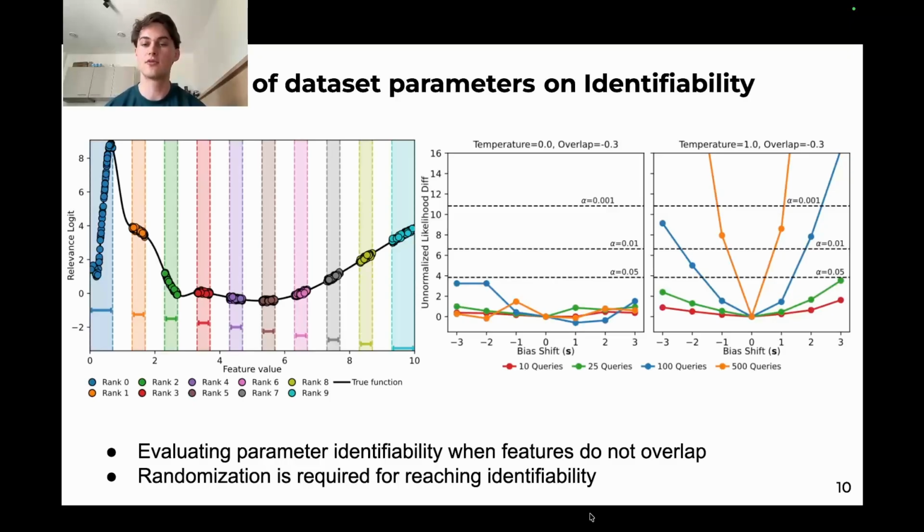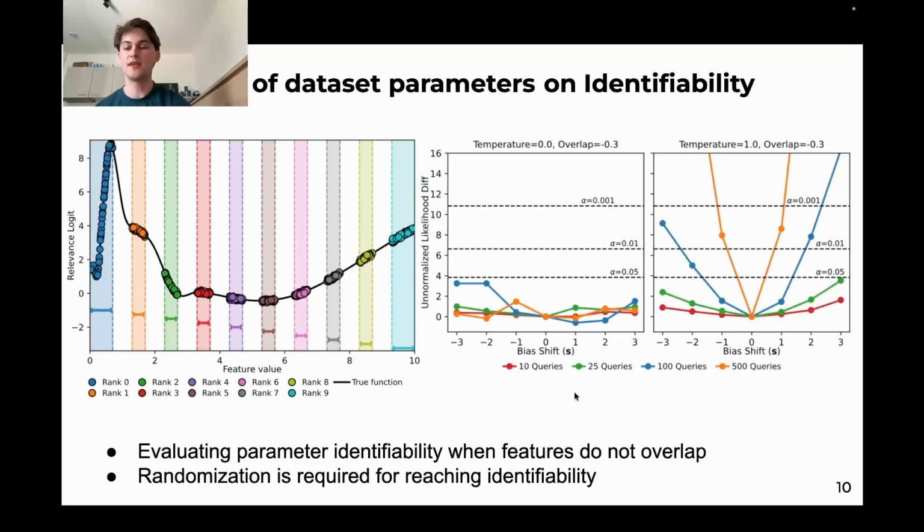So this is the left graph on the right side. And what we see here is when we shift, so this is the x-axis, we can test the likelihood difference. So we can see whether it exceeds the different statistical thresholds which we have set. And we can do this for different numbers of queries. And what we see in this graph is that no matter how many queries we simulate, we do not exceed the threshold. There is some noise, but the likelihood threshold is not exceeded.